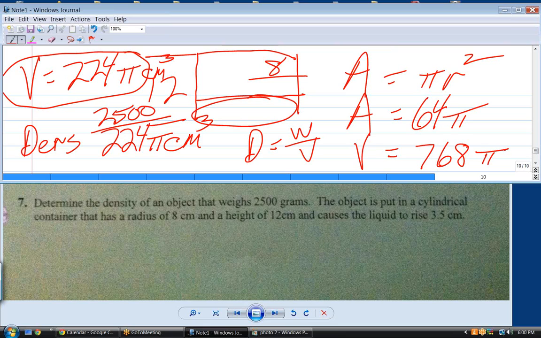You could leave it with pi in the bottom. It's going to be about 10 over pi would be its density. And the density would be in grams per cubic centimeter. So those are the units on density, grams per cubic centimeter. I got 3.55. Okay, and that sounds right, because 10 divided by pi is about that number. So 3.55 grams per cubic centimeter.